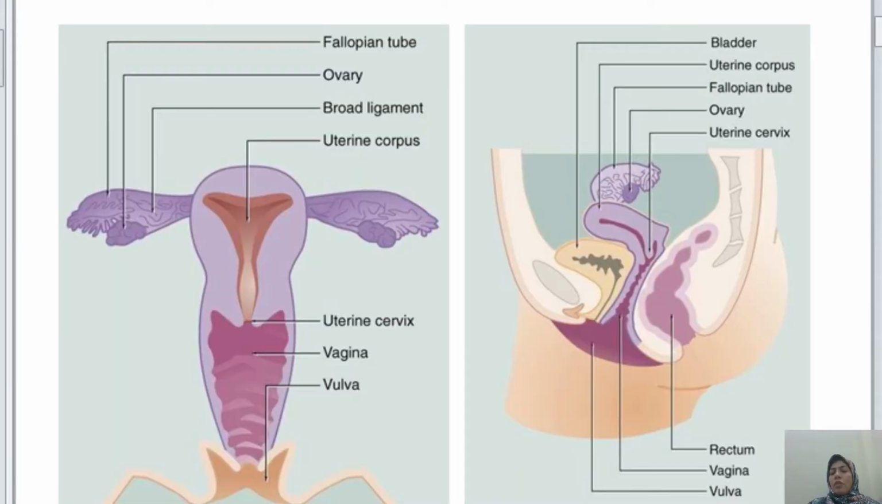There are pictures of the internal female reproductive system and the external female reproductive system. In this picture, you can see the uterus, fallopian tube, ovary, and also the vagina and vulva. That is the external genitalia, and you can also see the urinary system, including the bladder and uterine corpus, and the external reproductive system in these two pictures.